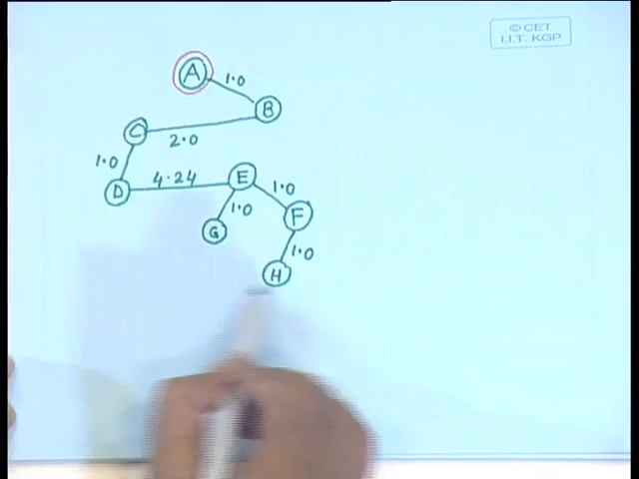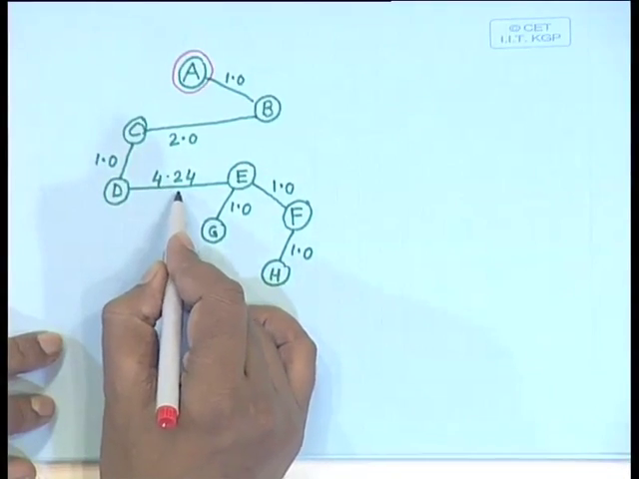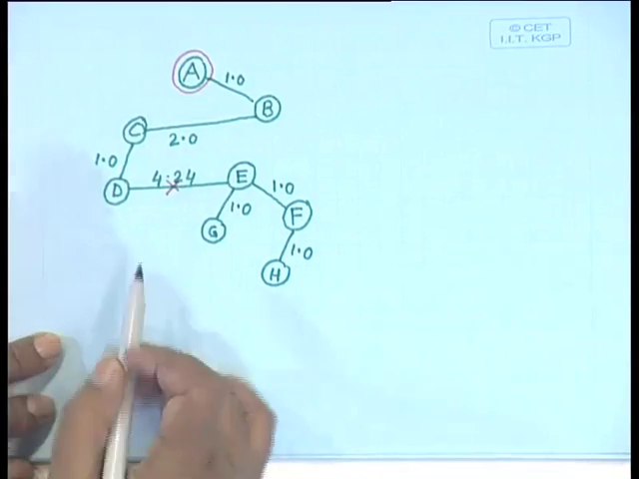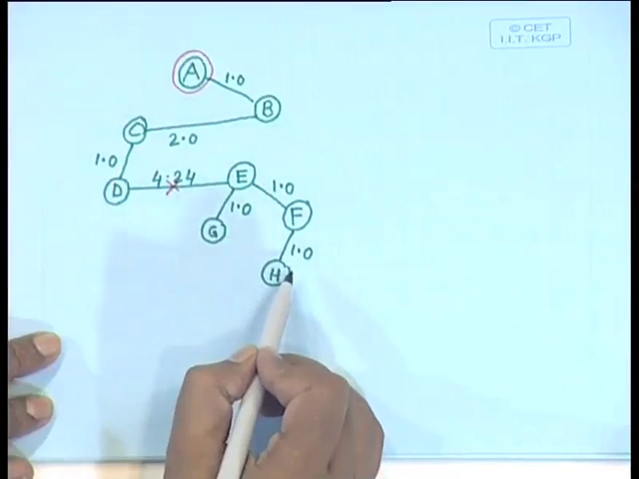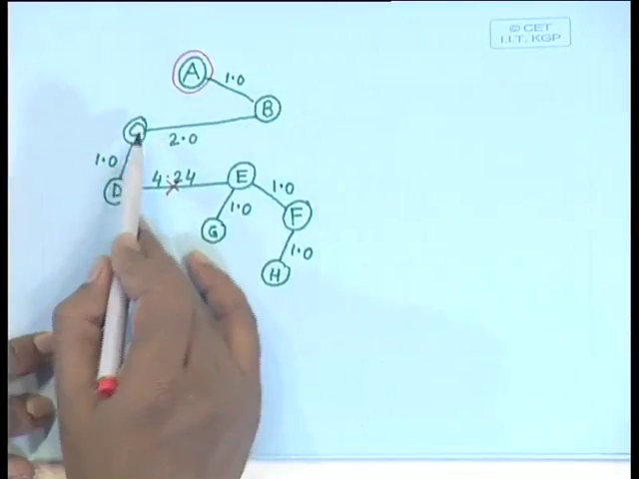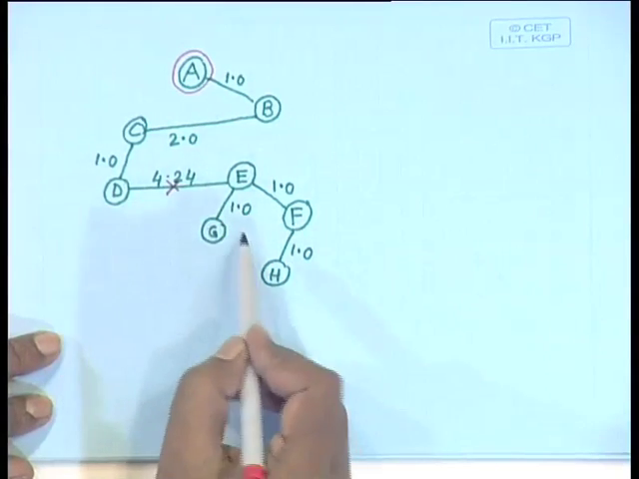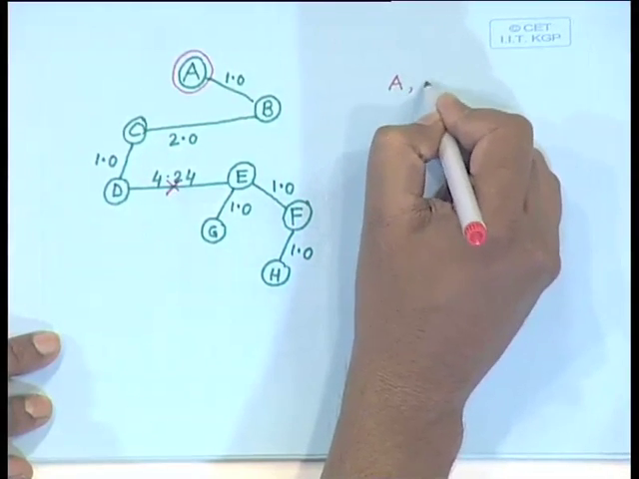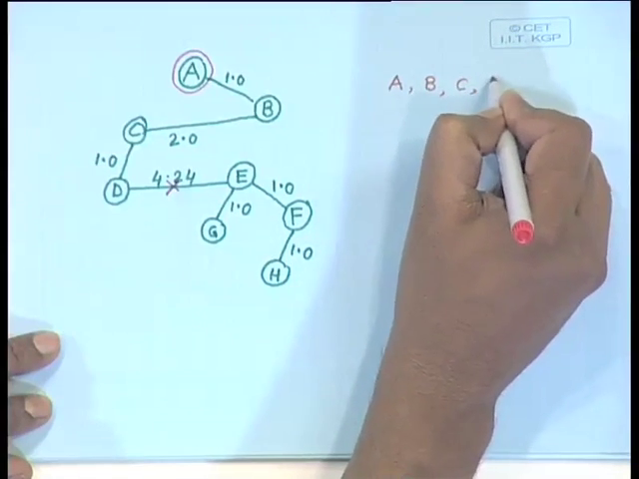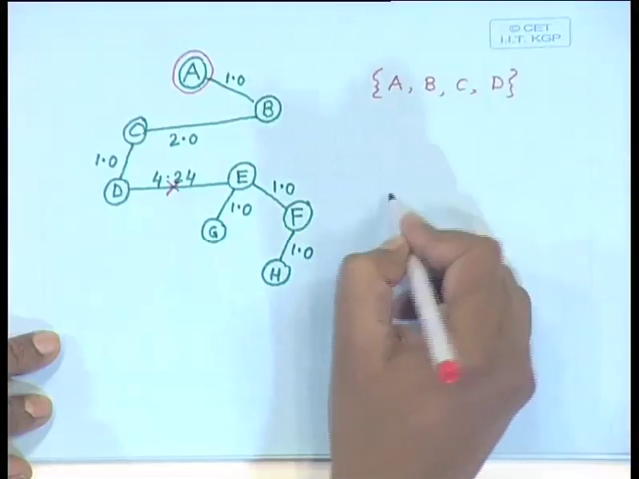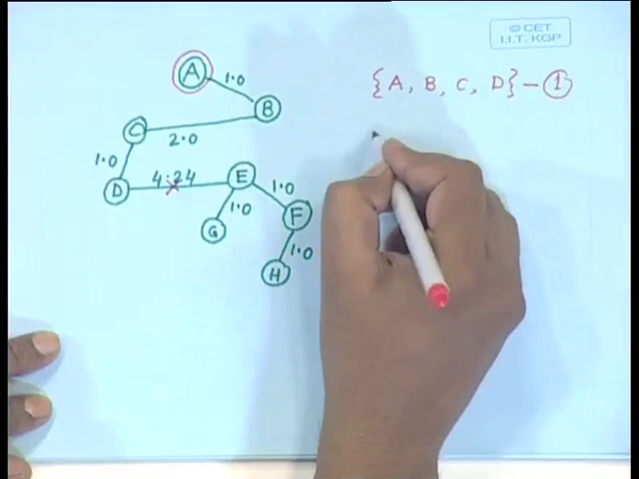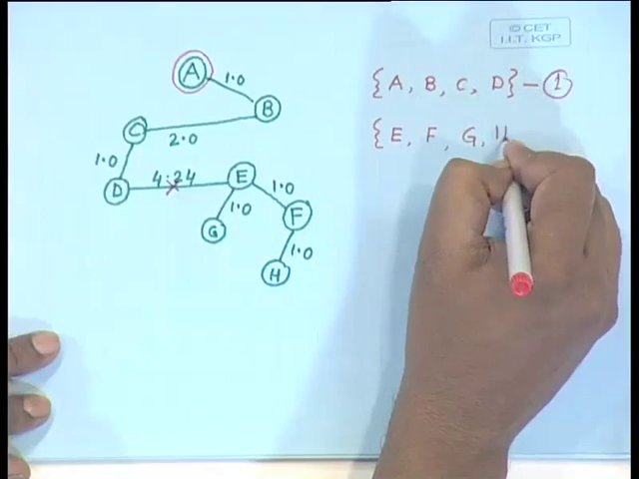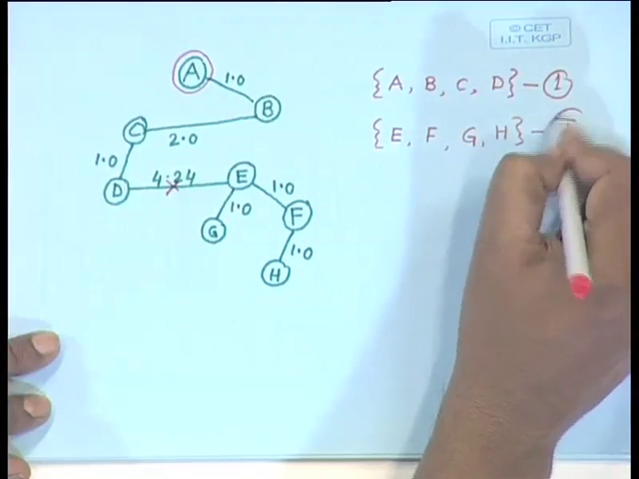Okay. So, coming to this spanning tree, you find that the maximum weight of an edge in this spanning tree is 4.24. So, if I remove this edge, then you find that the tree is partitioned into two subtrees. One subtree contains the nodes A, B, C, D, the other subtree contains E, F, G and H. So, obviously, I get two clusters, one cluster containing nodes A, B, C, D. This is my cluster number 1 and the other cluster is E, F, G and H. This is cluster number 2.